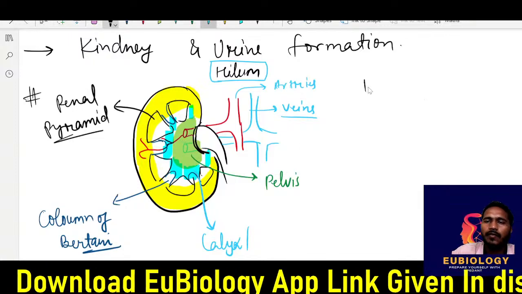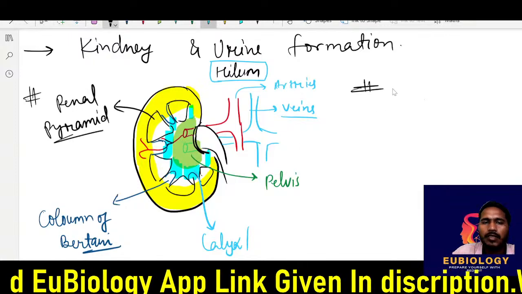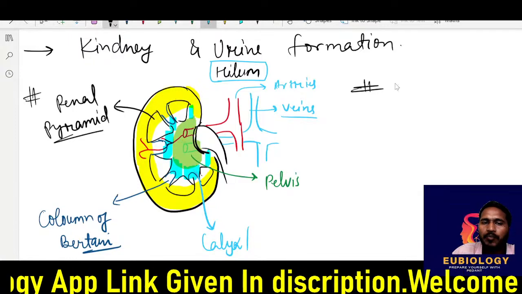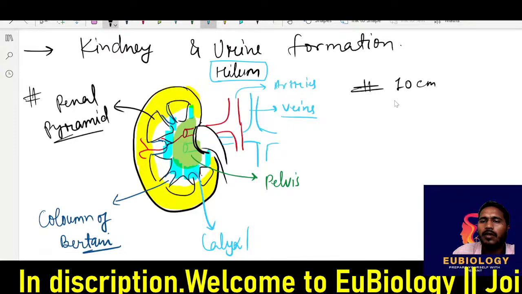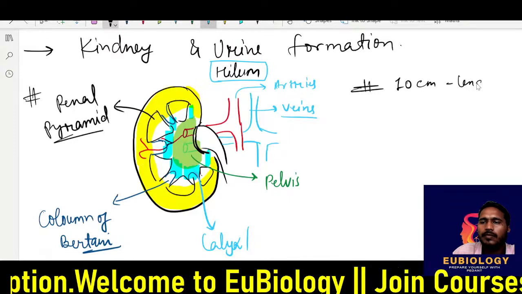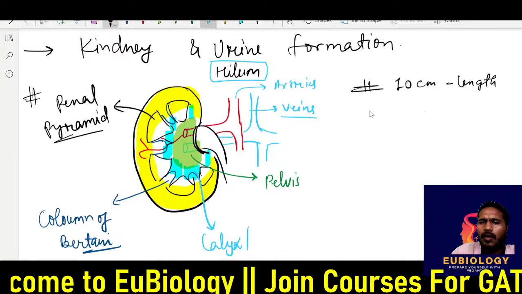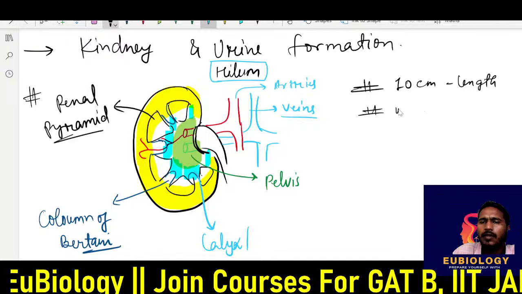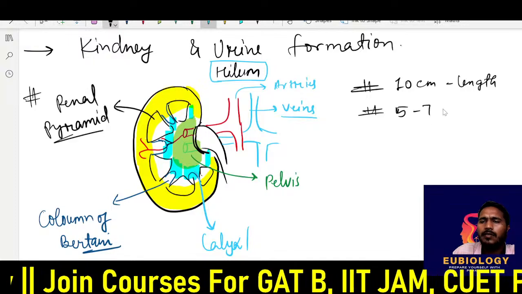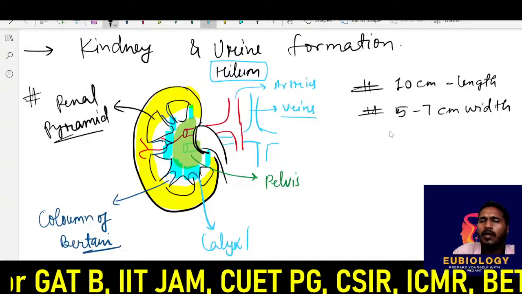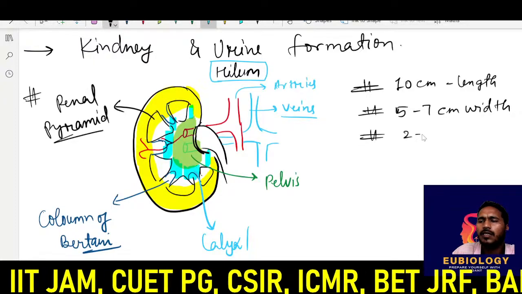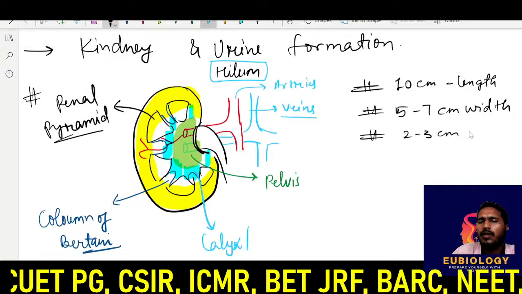Apart from that, you have to find the important things. What are the important things about this kidney? The structure will be around 10 centimeter long, and the width will be 5 to 7 centimeter width and 2 to 3 centimeter thickness.